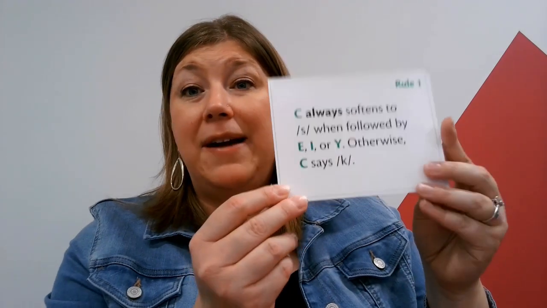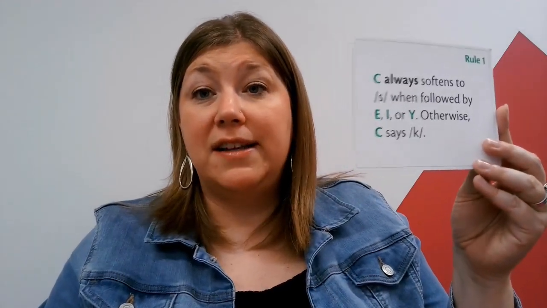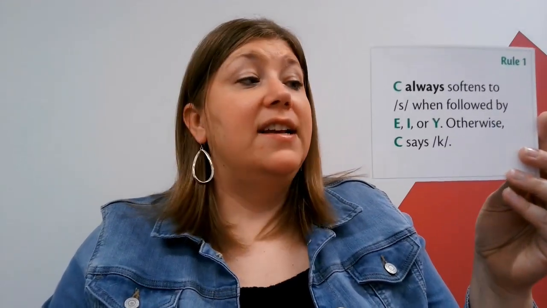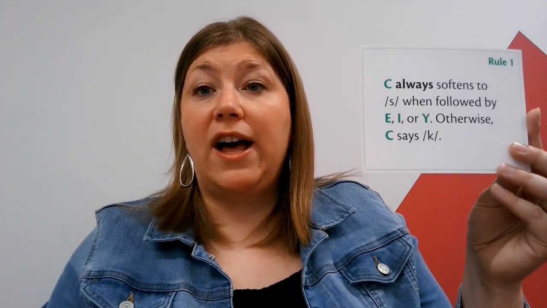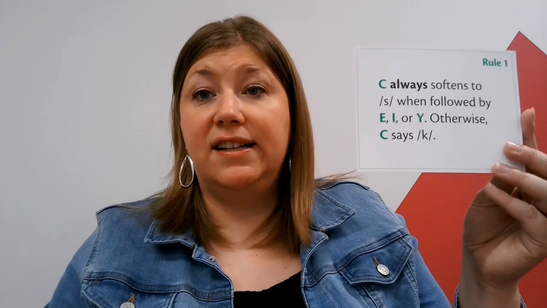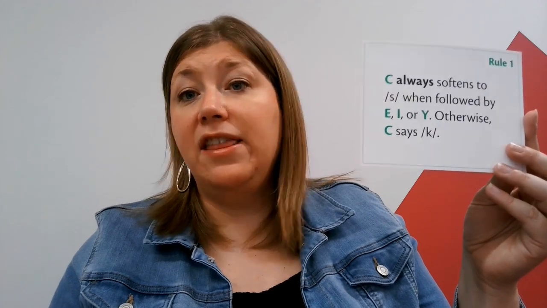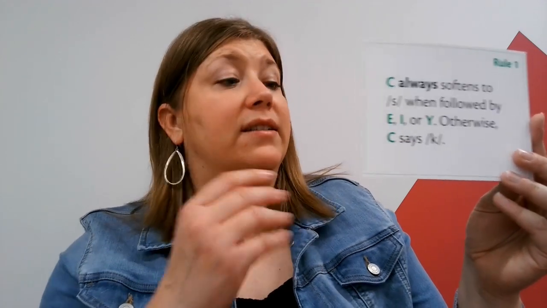So with our spelling flashcards, you're going to drill them the same way. The kids are actually going to be able to memorize this entire phrase. So you're going to say it. C always softens to S when followed by E, I, or Y. Otherwise, C says K. And they're going to repeat that back. C always softens to S when followed by E, I, or Y. Otherwise, C says K, not kuh.